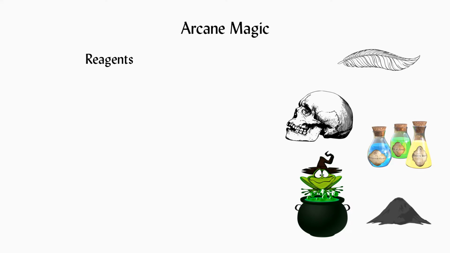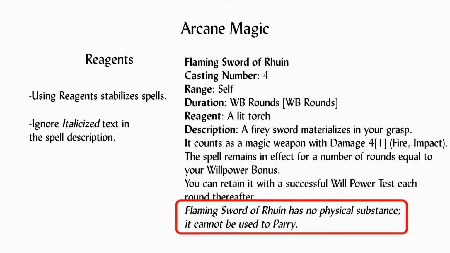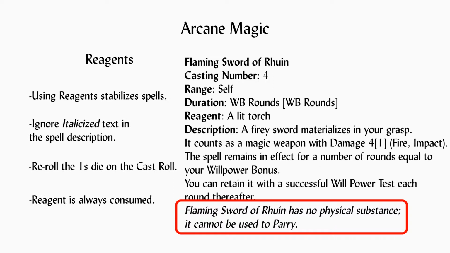Magic spells are naturally unstable. If you just try to fling off a bit of power on the fly, it will try to get away from you. You can stabilize spells by using sympathetic ingredients. If you have the spell's listed reagent in your hand when casting, you ignore any italicized text in the effect description. In addition, you can choose to reroll the 1s die after making your casting roll. The reagent is always consumed, whether or not the spell casts successfully.